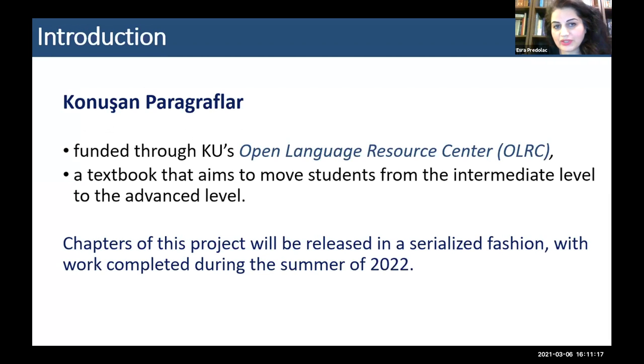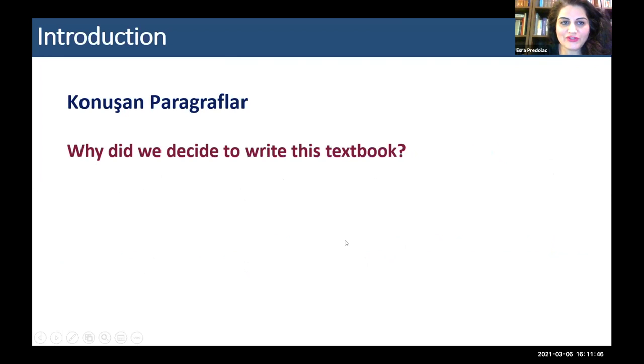Our textbook, Konuşan Paragraflar, is funded through KU's Open Language Resource Center. It's a textbook that aims to move students from the intermediate mid and intermediate high level to the advanced level. Chapters of this project will be released in a serialized fashion, with work hopefully completed during the summer of 2022.